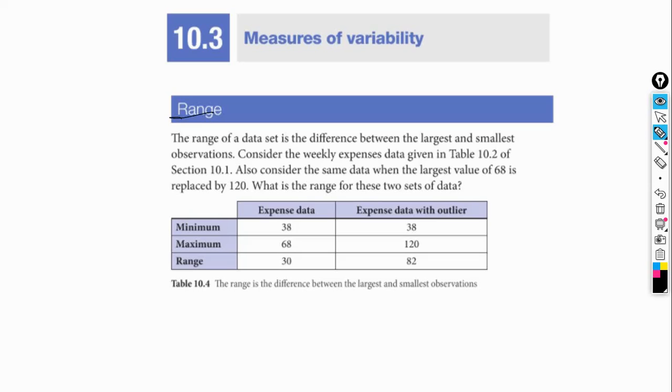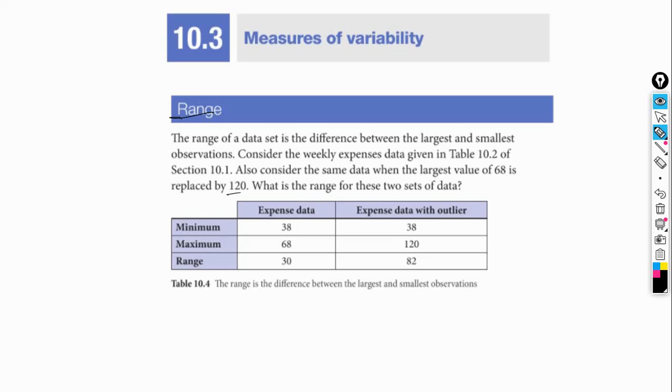Consider the weekly expenses data given in Table 10.2 of Section 10.1. So they're referring to the table that was about student expenses in college per week. Also consider the same data when the largest value of 68 is replaced by 120. What is the range for these two sets of data? So notice that I'm interchanging data and data, right?